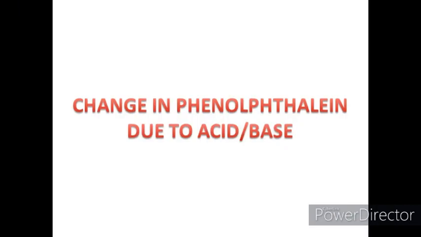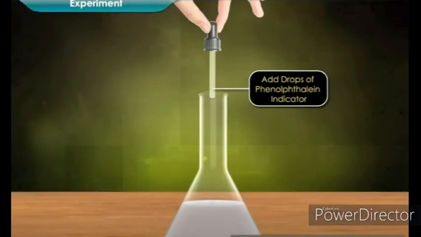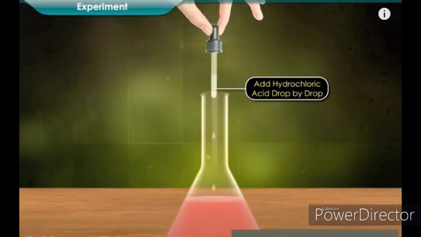Now the next indicator is phenolphthalein, which is again a synthetic indicator. Now let's see what changes the phenolphthalein has when it is put in acid, bases or salts. Let's see how phenolphthalein indicator works. Take a flask which consists of 25 ml sodium hydroxide, that is a base, and put a few drops of phenolphthalein indicator into it with the help of this dropper. You will notice that the colorless base starts turning into pink color, which shows that if we put phenolphthalein into a base, it will turn pink.